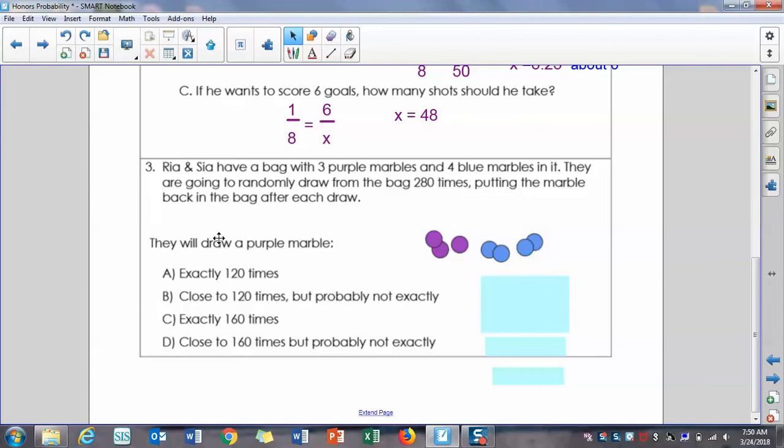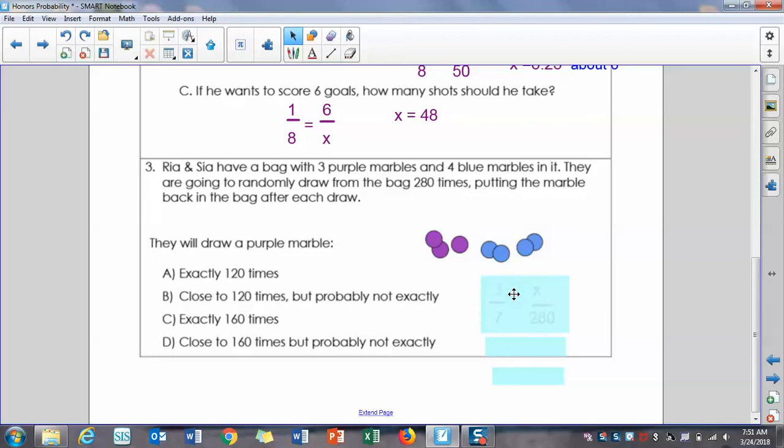In order to determine whether A, B, C, or D is the best answer, let's look at what would happen using the probability of purple, because that's what they're asking for. So here we have 3 purple and 4 blue. That means I have a total of 7 marbles, so I have 3 purple for every 7.